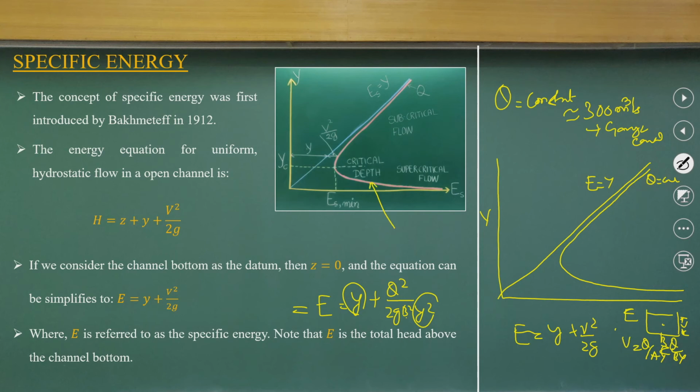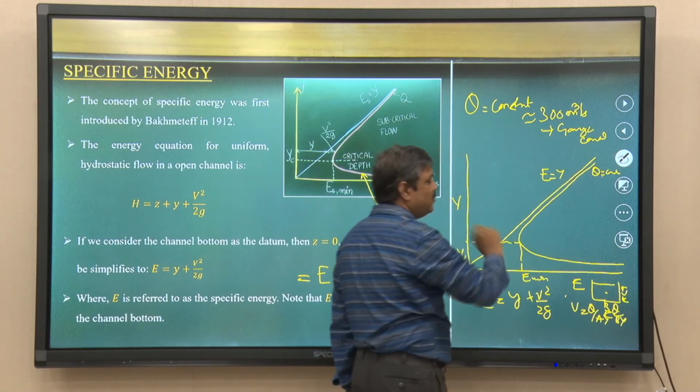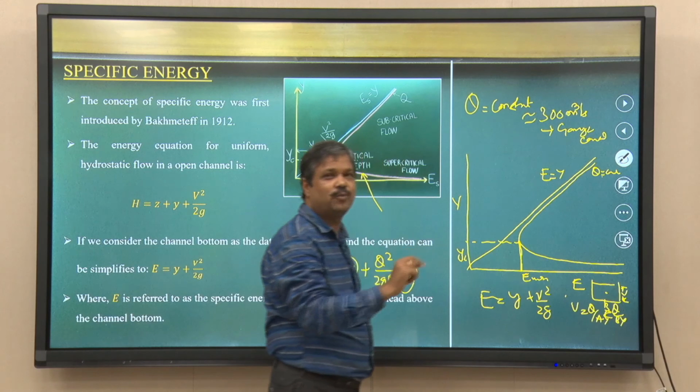What does this curve indicate for us? That for a particular discharge q, there is a minimum energy, and it represents a depth which is the critical depth. That derivation we can always do. This is the minimum; beyond that the flow is not possible. For the same constant discharge q, flow can happen only if at least this minimum energy is available.